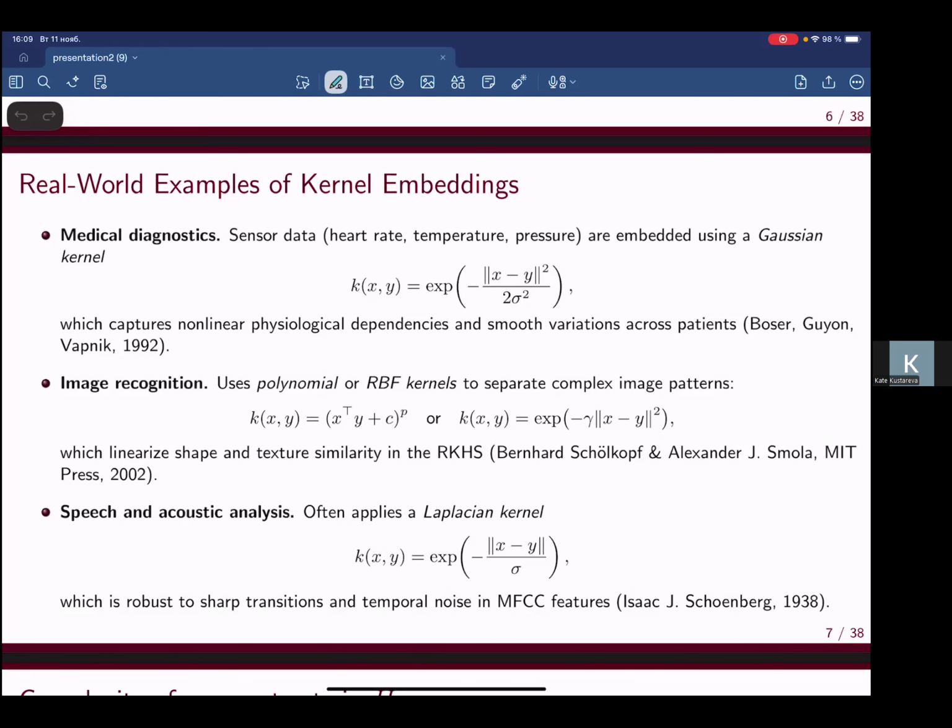So across different domains, medicine, computer vision, and so on, the same principle holds. A kernel embedding transforms nonlinear structure into linear Hilbert space representation. And then we can analyze.